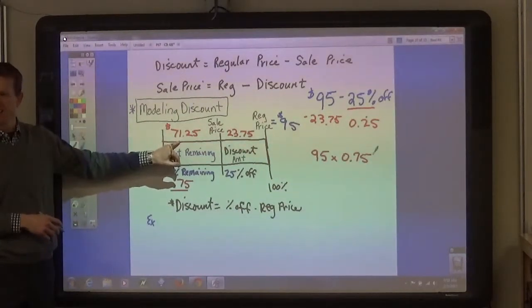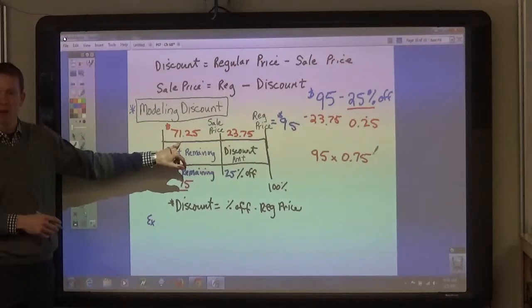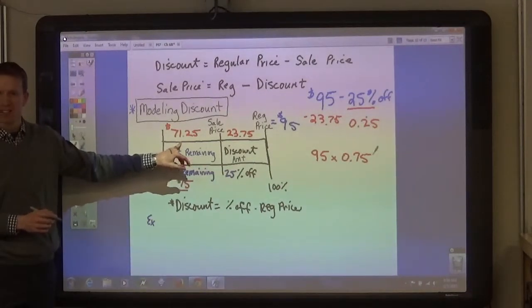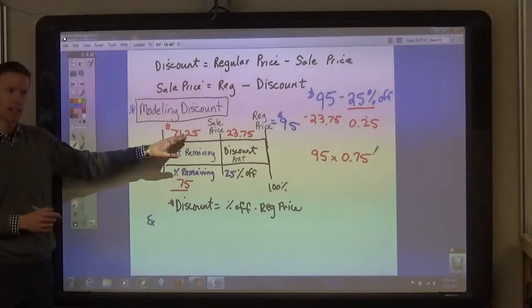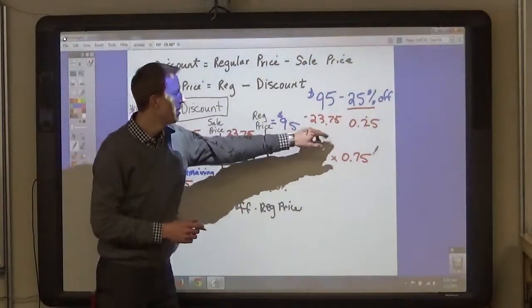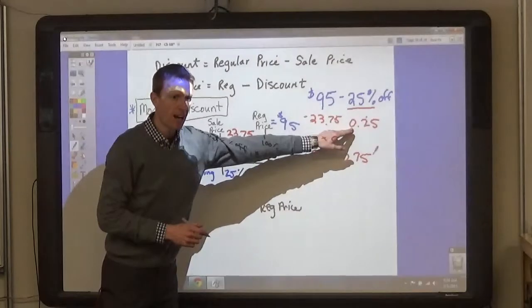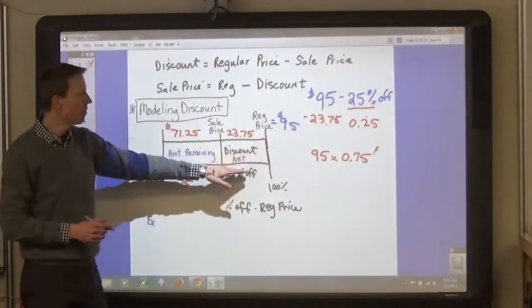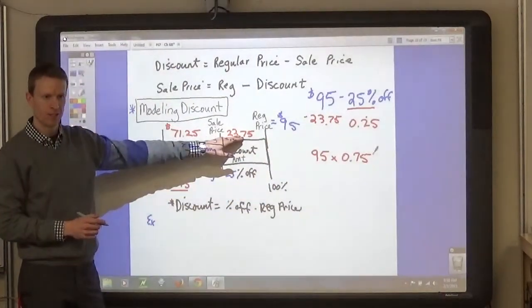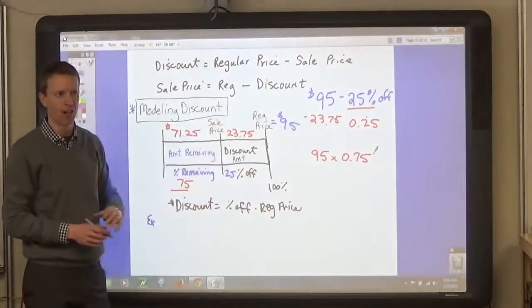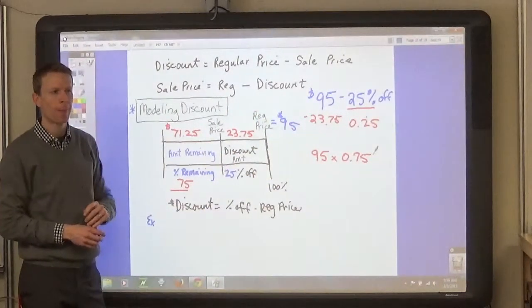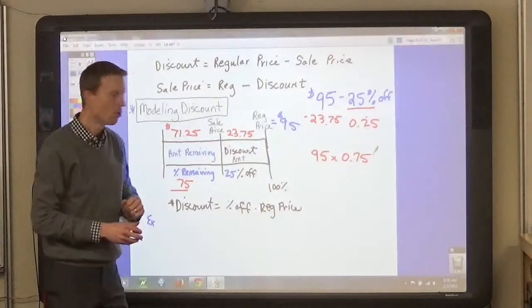Yeah, that's the amount remaining, isn't it? The remaining percent is going to give us the amount remaining, just like the amount off, 25%, gives us the amount off. The percent off gives us the amount off. Okay? Any questions?